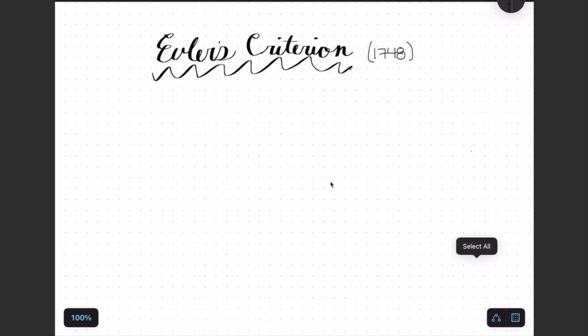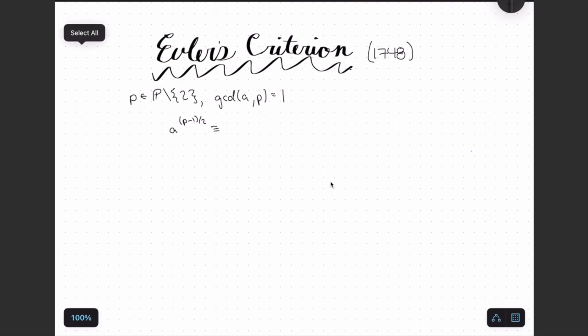Hello, my name is Jeff Buffkin, and today we will be going over the proof for Euler's criterion, which says that for an odd prime p and the number a such that the GCD of a and p is equal to 1, we have a raised to the p minus 1 over 2 equivalent to the Legendre symbol, which is 1 if a is a quadratic residue, -1 if a is a quadratic non-residue, and 0 if p divides a.